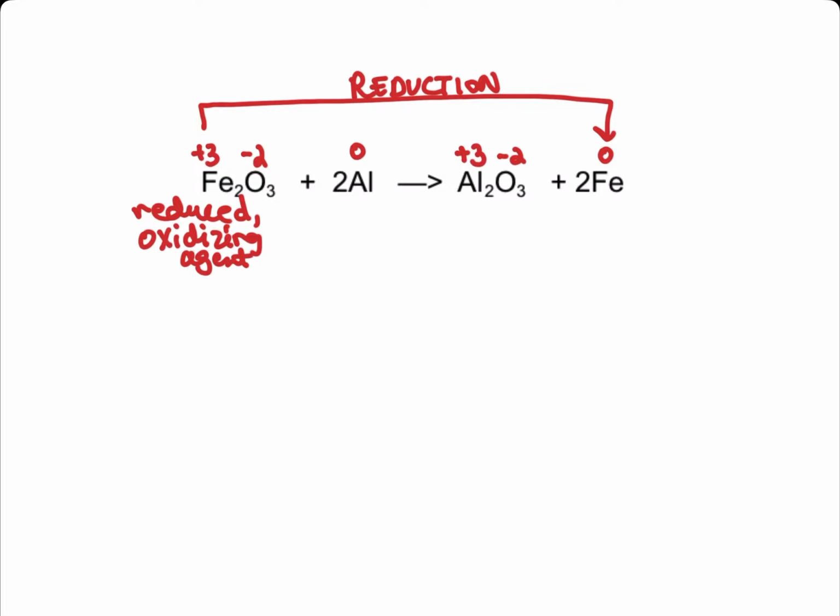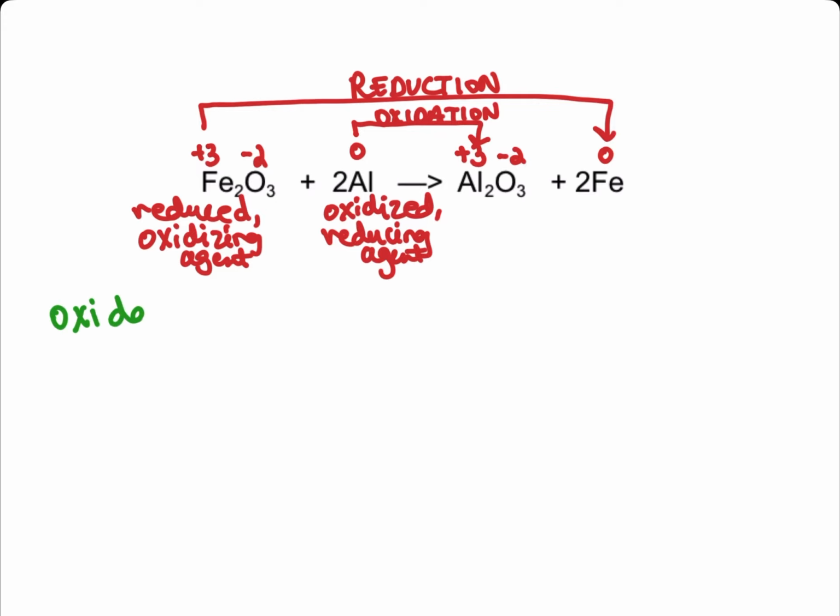Oxygen, nothing changes in oxygen, so I can skip oxygen. However, aluminum goes from 0 to +3. This is called oxidation. So aluminum is oxidized, and it is the reducing agent. So now I want to do the half reactions. Oxidation half reaction. Aluminum is the one that's going through the oxidation. So I want to still keep my charge in balance.